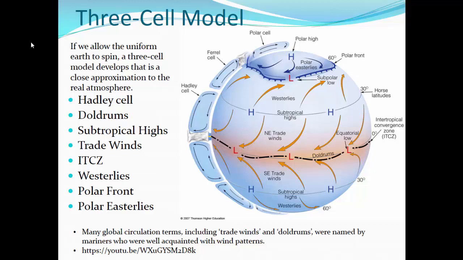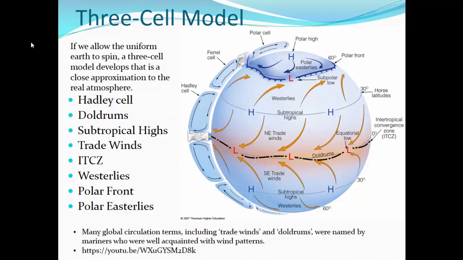Then at the surface, those convection cells create winds. The trade winds, which are one of the greatest prevailing winds in the atmosphere. The westerlies, also one of the greatest prevailing winds in the atmosphere. Then the polar easterlies, which aren't nearly as significant.